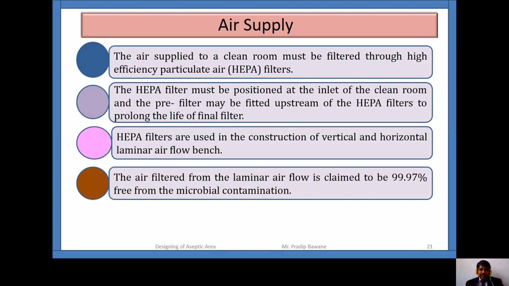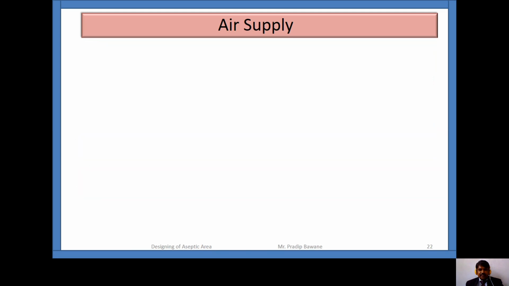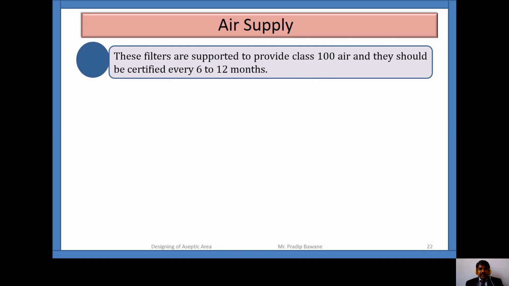The air filtered from the laminar airflow is claimed to be 99.97% free from microbial contamination. These filters are supposed to provide class 100 air, and they should be certified every 6 to 12 months. Okay, so class 100, you might have questions over here. What is class 100? It is the area which does not have more than 100 particles per cubic foot. That is considered a class 100 area.